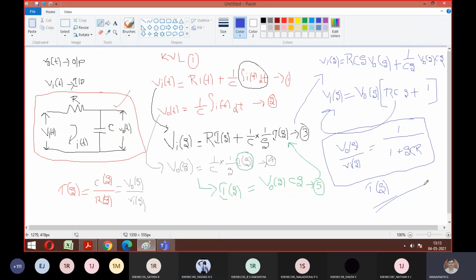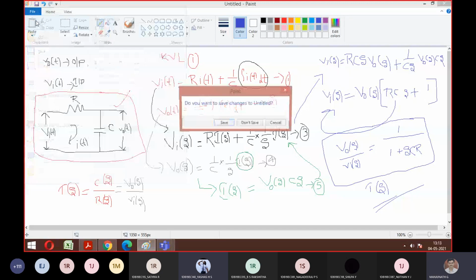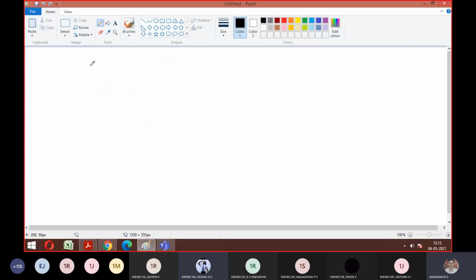If anybody has doubts, let me know. Otherwise, I will give you a problem now. I want you to solve it. Is it okay with us? Shall we move on to the next problem? So now the same question, but instead of V_o, I am changing the output and input here. Write down the circuit diagram, everyone. I want you to get a transfer function for this question.